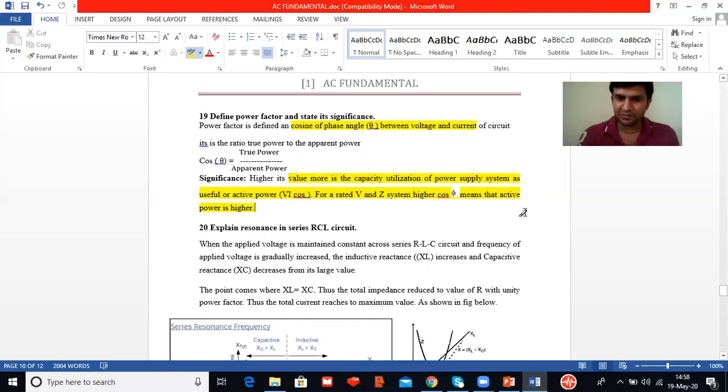The higher its value, the more the capacity of utilization. Low power factor leads to large power loss. So a higher value of power factor, or a better power factor, is required to utilize the maximum power supply. If the capacity of utilization is more, it means there should be a high power factor or better power factor.